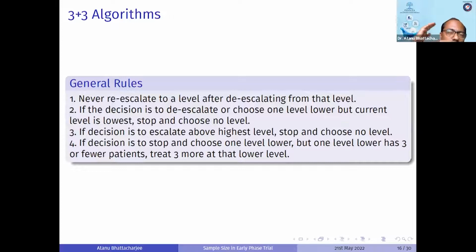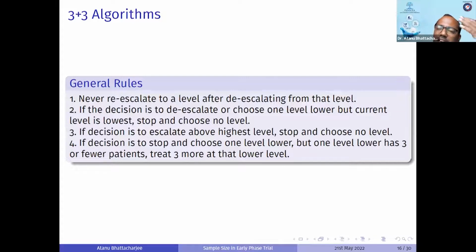One time you can escalate, and one time you can de-escalate, but again you can't escalate. If the decision is to de-escalate and choose one level lower, but the current level is the lowest, stop the trial and choose no level. So basically, it's not giving you the chance to consider the dose or drug or experiment at all. Okay.